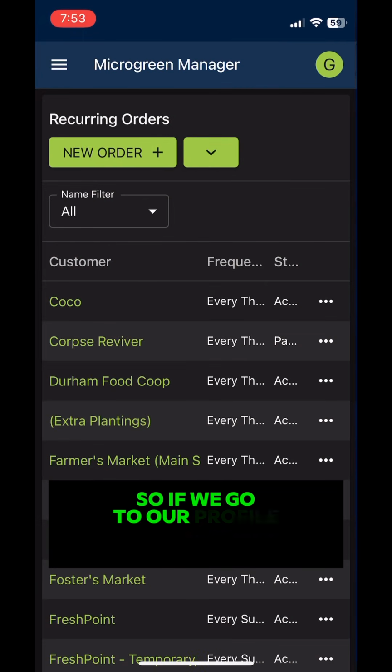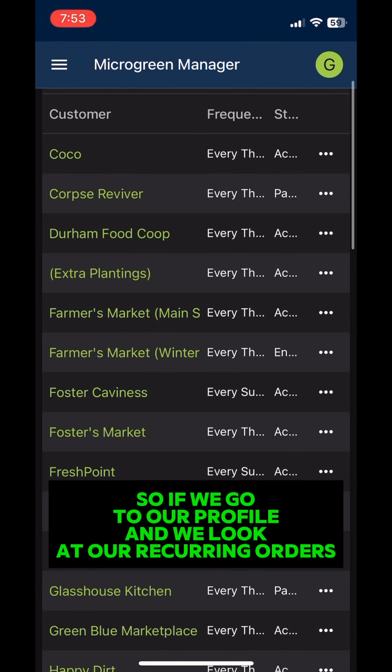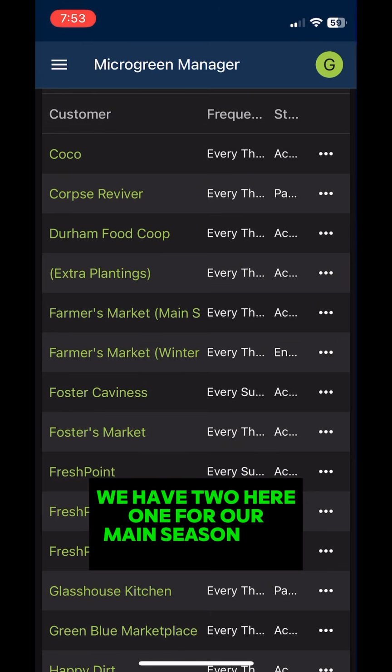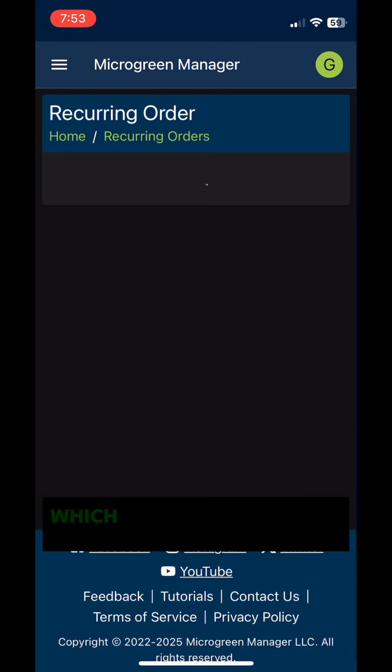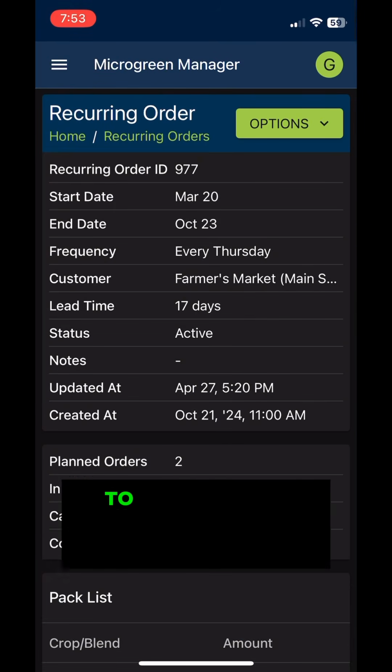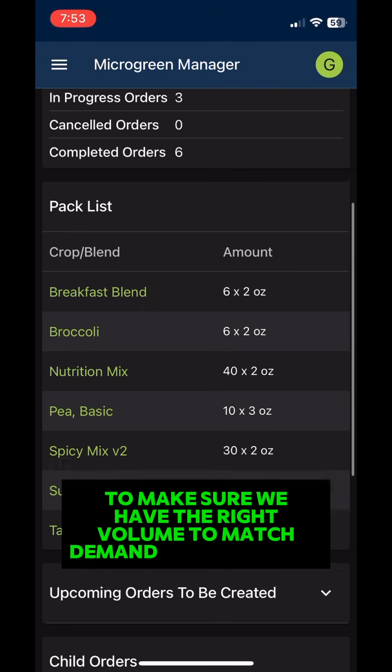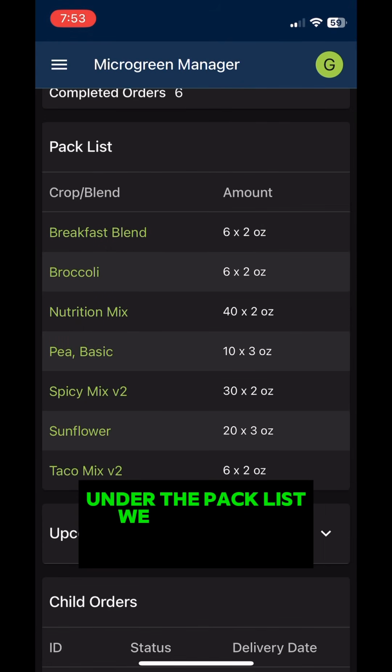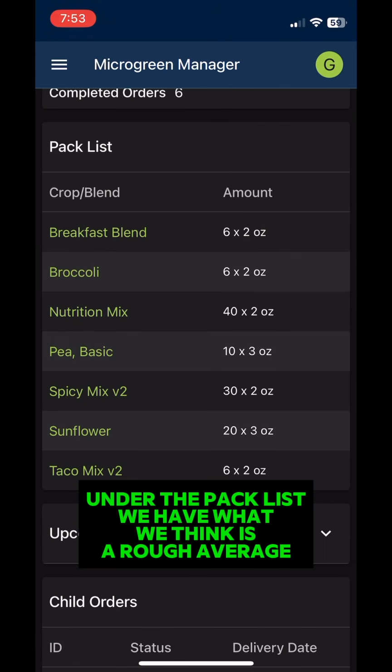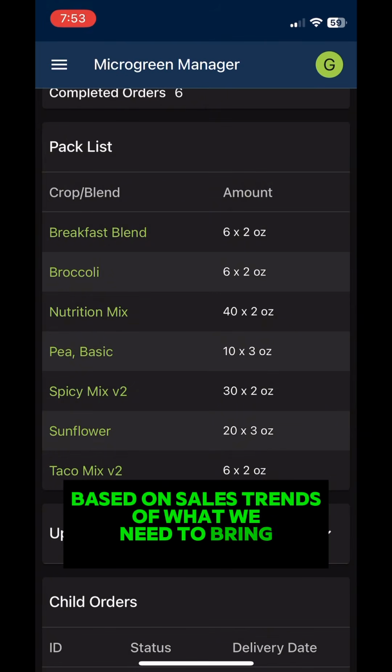So if we go to our profile and we look at our recurring orders, we have two here, one for our main season and one for our winter season, which run from different start and end dates to make sure we have the right volume to match demand at the market. Under the pack list, we have what we think is a rough average, based on sales trends, of what we need to bring to market.